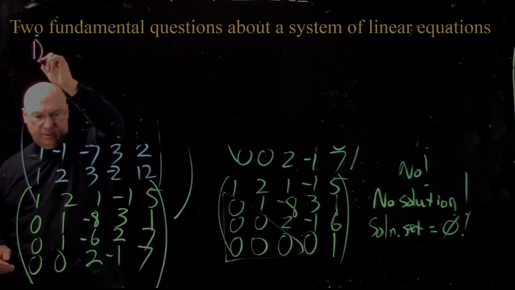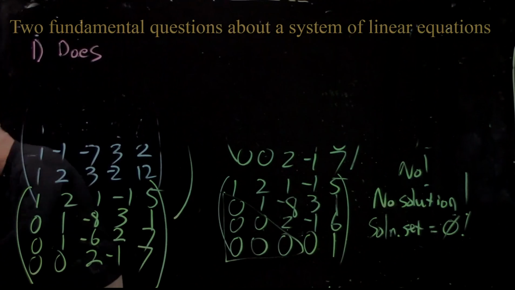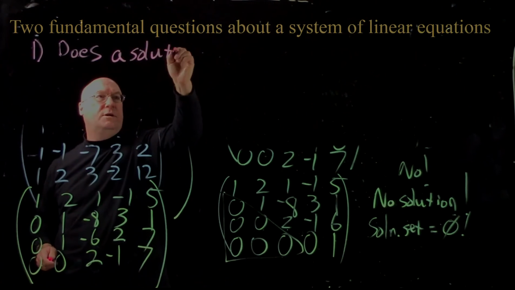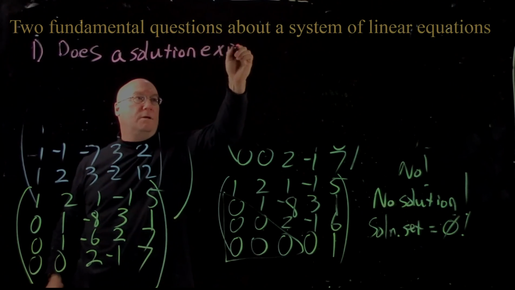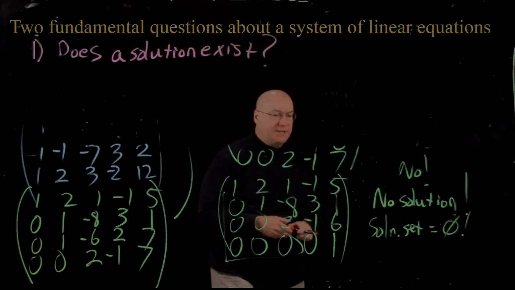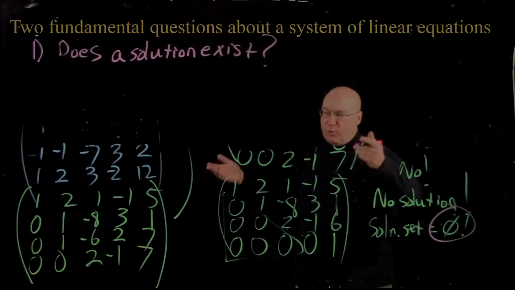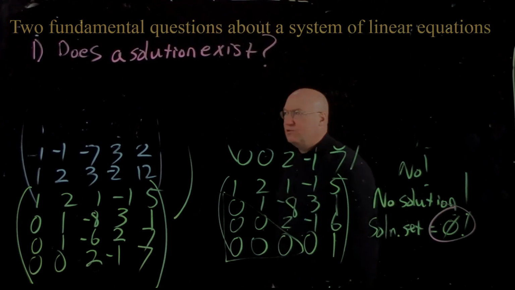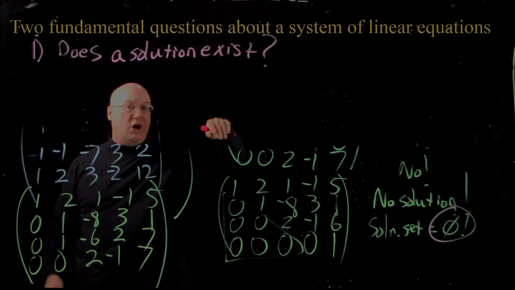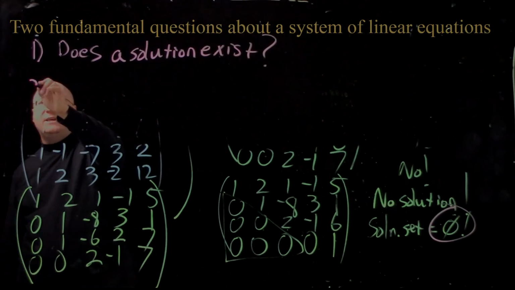Number one, does a solution exist? All right? Maybe, maybe not. We see here that sometimes it doesn't. You already had the example way back with the two parallel lines. No solution exists. So this is what we call an existence question, right? Does a solution exist?